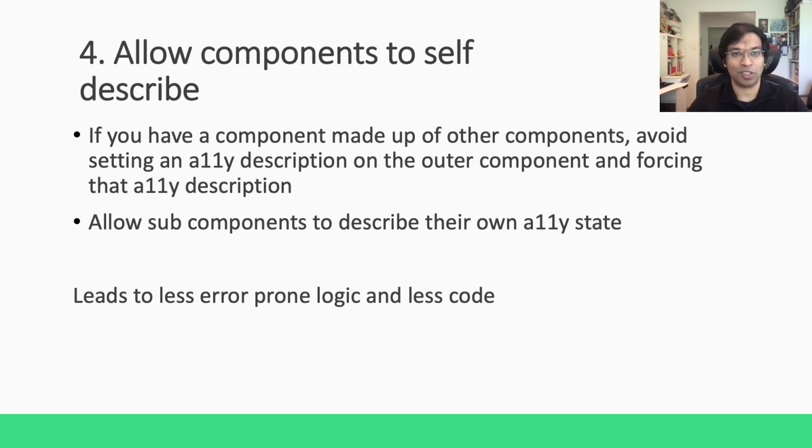The next principle is to allow components to self-describe. So this especially is relevant when you're building custom components or building out components used throughout your screens. If you have one component that contains a lot of other components, you want to avoid forcing an accessibility description from that outer component. What you should do is allow the subcomponents to describe their own accessibility state instead of stitching things together manually. This leads to less error-prone code and logic throughout your application.